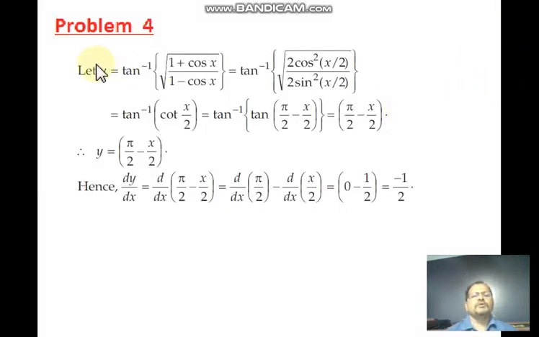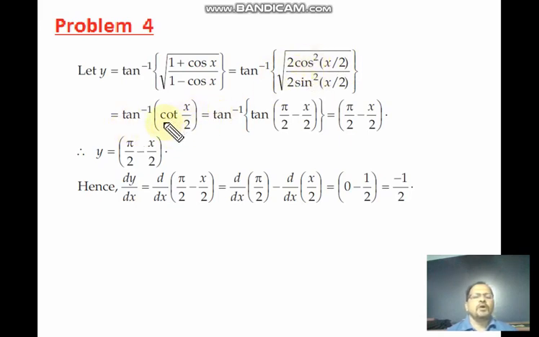Let us move to the fourth problem. It is also almost similar. y is equal to tan inverse of the square root of (1 plus cos x) upon (1 minus cos x). The formula for 1 plus cos 2 theta is 2 cos square theta, and for 1 minus cos 2 theta it is 2 sin square theta. Using those formulae, 2 cancels, square root and square cancel, cos upon sin is cot, so we get tan inverse cot x by 2.